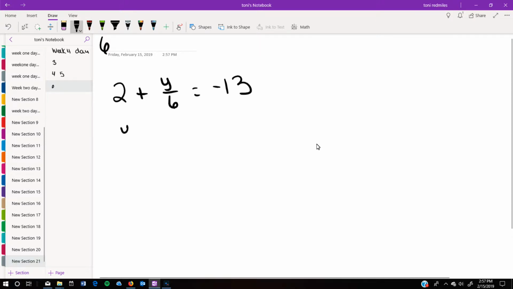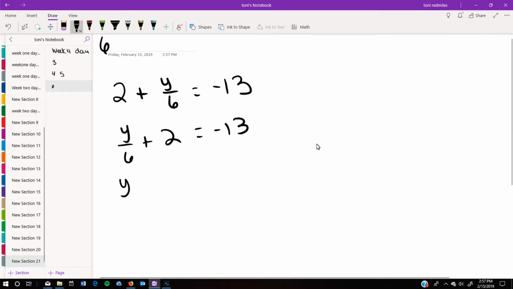Okay, I'm going to flip-flop. Just remember, it's okay as long as they remain the same sign. So in this one, 2 is positive. It's positive here. Y over 6 is positive here. It's positive also here. This is negative. Negative 13 is negative here. And it's also negative here. So everything remained the same. So I didn't have to do anything else.